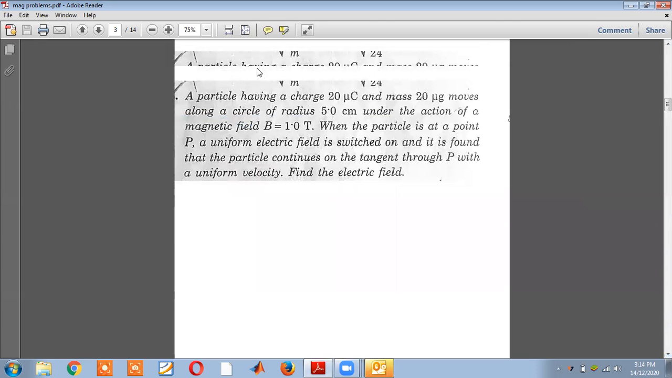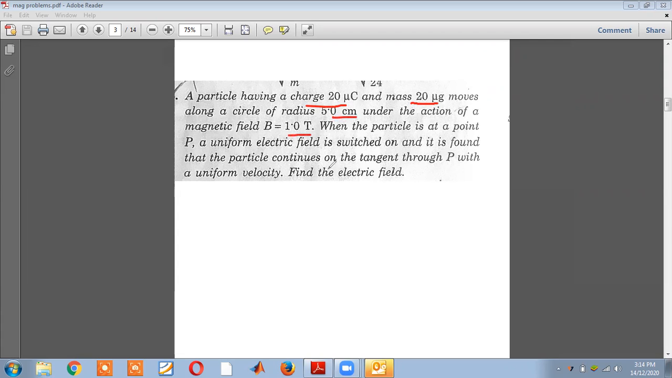A particle having a charge 20 microcoulomb and mass 20 microgram moves along a circle of radius 5 centimeter under the action of a magnetic field. So basically one charged particle with a charge and a mass moves in a circle whose radius is given, under the action of the magnetic field. When the particle is at a point P, a uniform electric field is switched on and it is found that the particle continues on the tangent through P with a uniform velocity. Find the electric field.